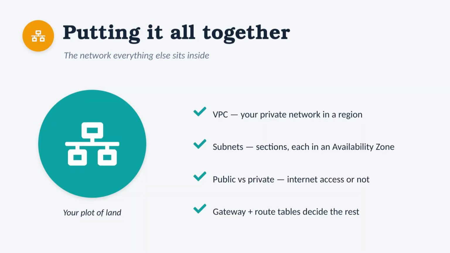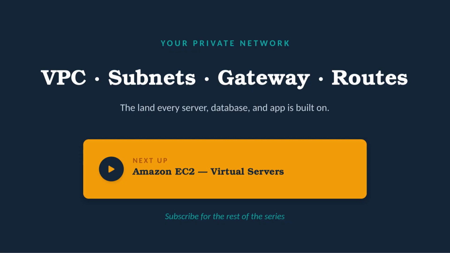Let's stack it up. You create a VPC, your private plot of land inside a region. You divide it into subnets, each sitting in an availability zone for resilience. Some subnets are public and some private. An internet gateway is the door to the outside world, and route tables are the signposts that decide which subnets actually use that door. That's the network everything else in AWS sits inside. Servers, databases, applications. They all live somewhere on this map. That's VPC, your own private network in the cloud, built from a handful of simple pieces.